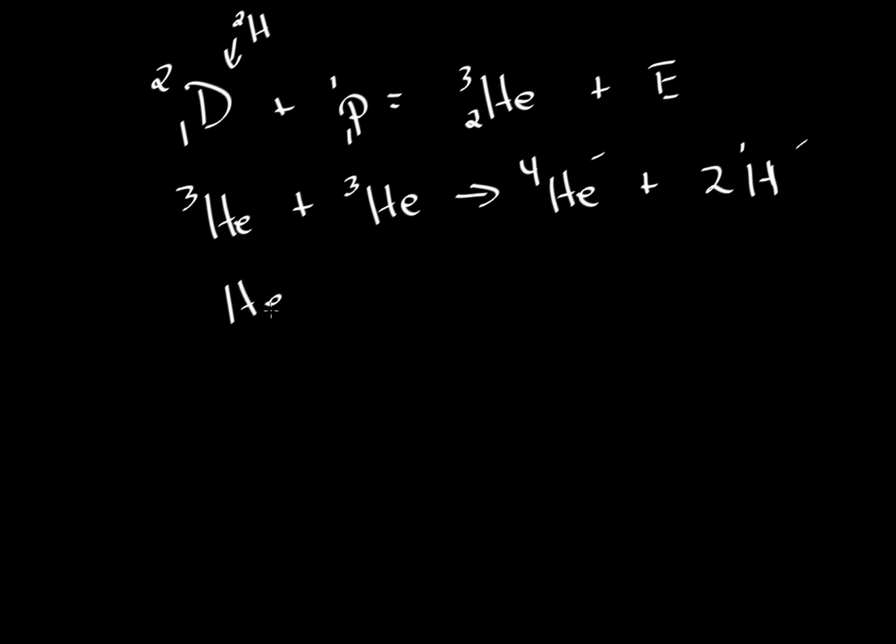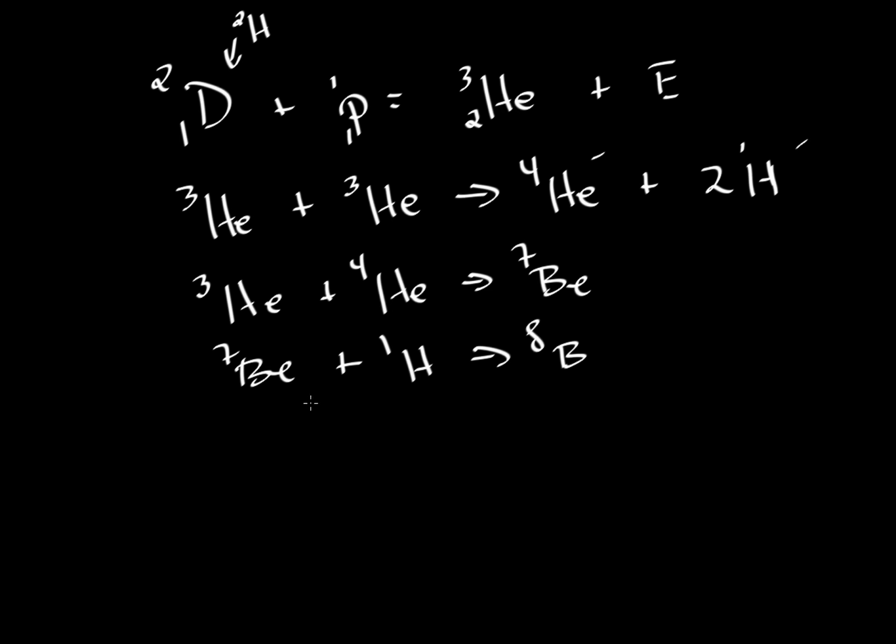And then those helium atoms, helium-3 that's not been completely reacted, can react with this newly created helium-4, and we can make something like beryllium-7. The beryllium-7 can react with something like hydrogen to give us boron with an atomic weight of 8, and then the boron-8 can decay into something like beryllium-8 plus an electron, but not really an electron, an electron-type particle that has a positive charge. This would be called a positron.